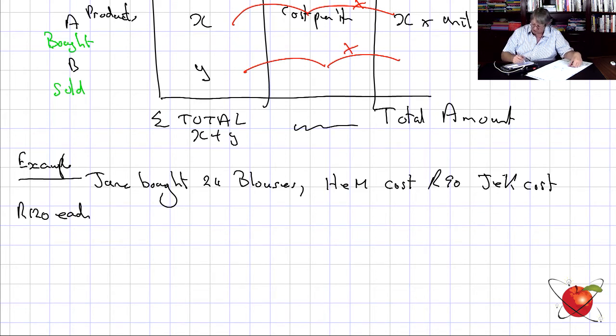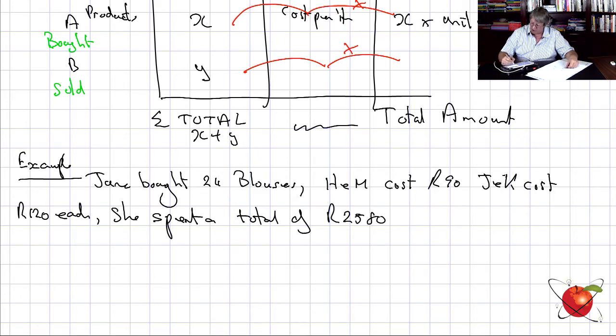she spent a total of 2580 monetary units. 2580. Okay? And yes, sometimes we are going to have 0.00 there.